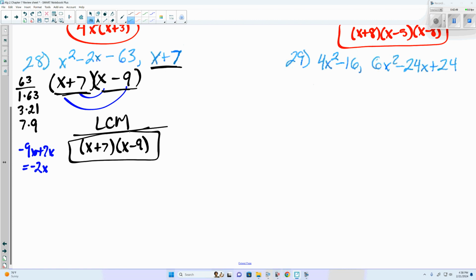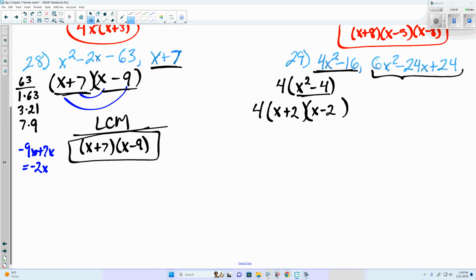Last one, 29, 4x squared minus 16. First thing we need to factor is 4x squared minus 16. Now there is a greatest common factor of 4 between 4 and 16, and we can factor it out. When we factor it out, we get 4 times x squared minus 4. Now our x squared minus 4 is a nice polynomial to factor, because it's a difference of perfect squares, which is x plus 2 and x minus 2.